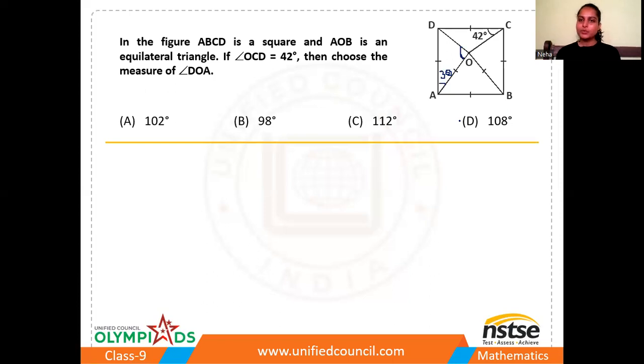Dear students, look at triangle AOD and triangle BOC. In these two triangles, OA and OB are equal, right? Because these two sides are sides of an equilateral triangle. And AD and BC are also equal because these sides are sides of a square. So this must be equal.